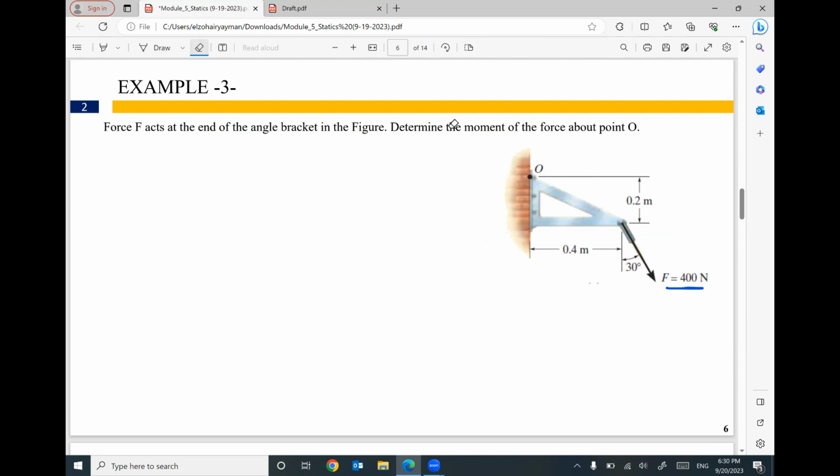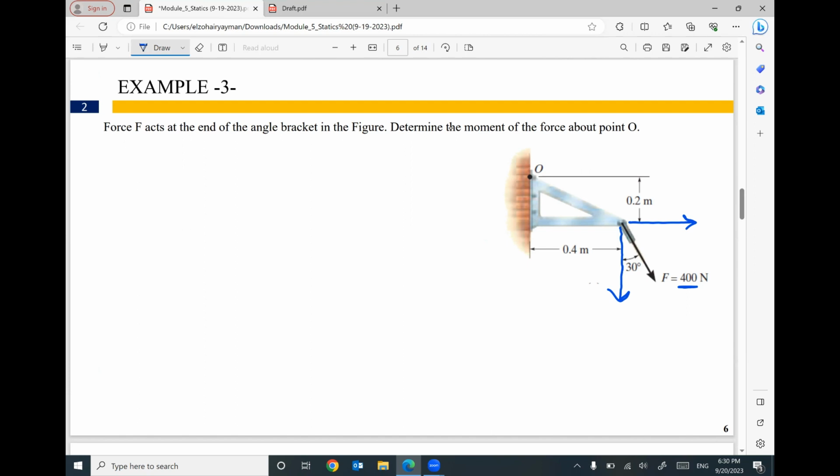Very simple, and this is common. Keep it in your mind: we don't like inclined force. What do I mean by inclined? This force of 400, is it horizontal? No. Is it vertical? No. So I need to break this force first into two components, one horizontal and one vertical. We learned this in the first module of this course.